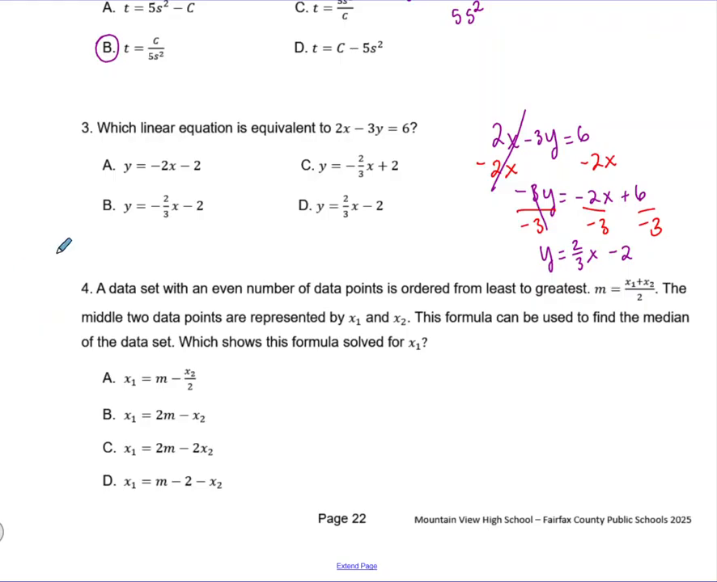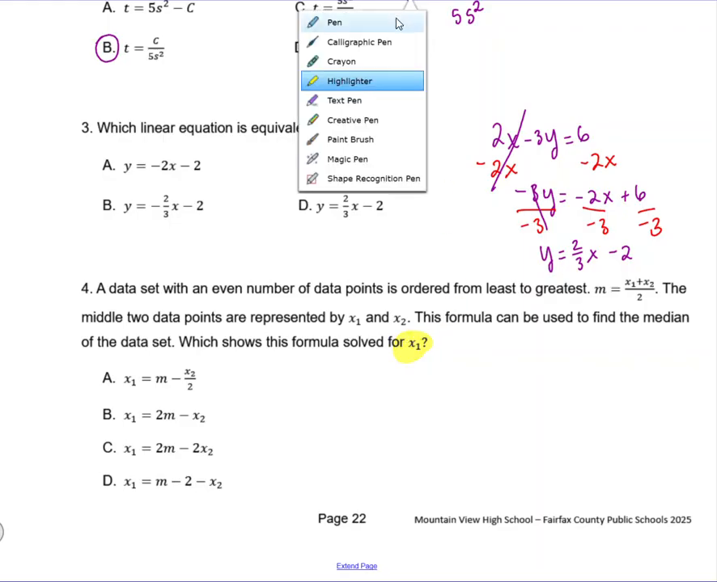Okay. Alright, a data set with an even number of data points is ordered from least to greatest, where m is equal to this. Anyway, we'll just go ahead and see what we have to solve for. We have to solve for x1.